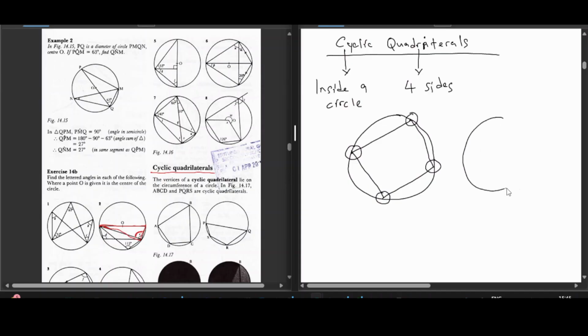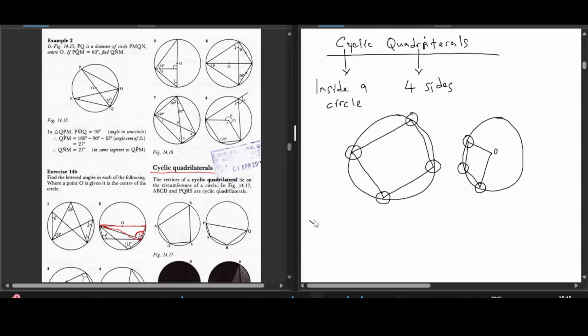If it comes like this, say this is the center. Let's say it comes like this. As you can see, this shape has 4 sides, but it's not a cyclic quadrilateral because only 3 corners touch the circumference.